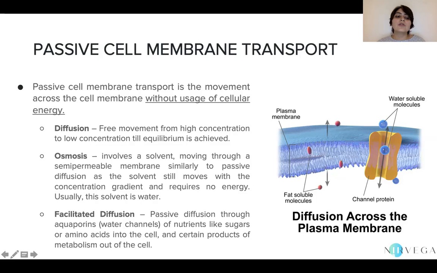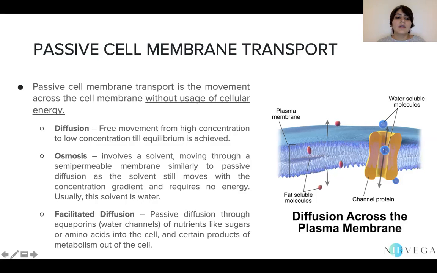So diffusion is basically the process where some of the A molecules move to this side till the number of A molecules over here and over here become the same. Okay, so there is no usage of energy over here. This is simply called diffusion.